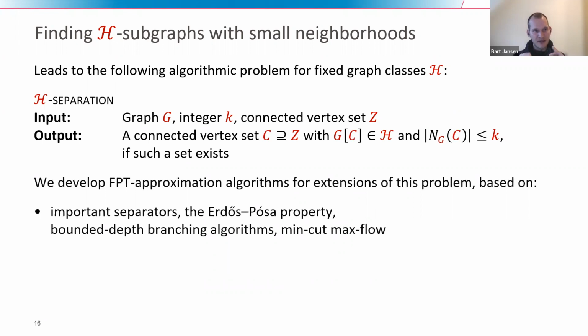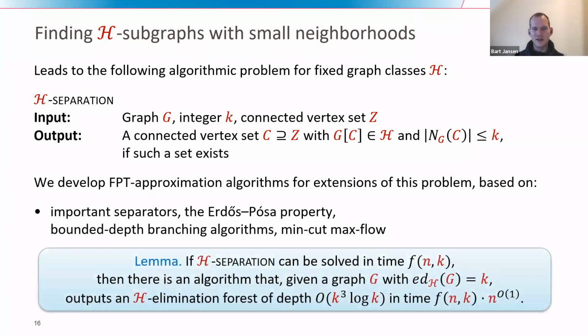So we study this problem for various classes H, and we get FPT and approximation algorithms for this problem. And there's a variety of different techniques involved. Maybe you've heard of them: important separators, the Erdős-Pósa packing versus covering duality, some bounded depth branching algorithms, min-cut, max-flow. And it turns out that there's a very high-level connection between, on the one hand, being able to solve this separation problem, and on the other hand, carrying out this high-level idea I just discussed to compute the H elimination distance approximately. And this high-level connection is formalized into the following theorem.